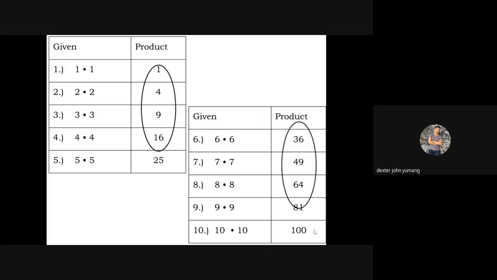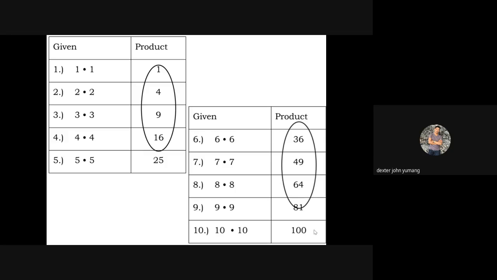So, look at this one. We have 1, 1. 1 times 1 is 1. 2 times 2 is 4. 3 times 3 is 9. 4 times 4 is 16. 5 times 5 is 25. And so on and so forth. Lahat po ng product dyan are perfect square. Yung 1, 4, 9, 16, 25, 36, 49, 64, 81, 100. Tawag po dyan perfect square. Again, perfect square po tawag dyan.